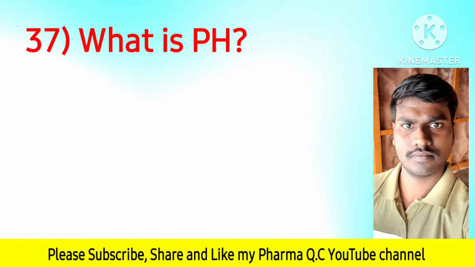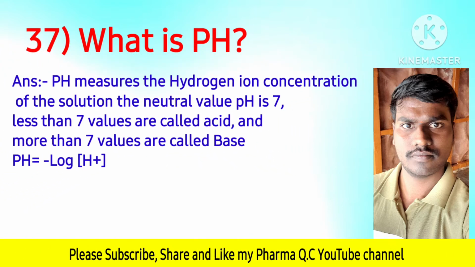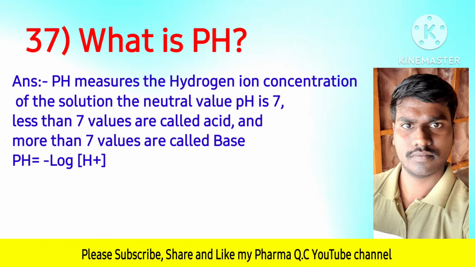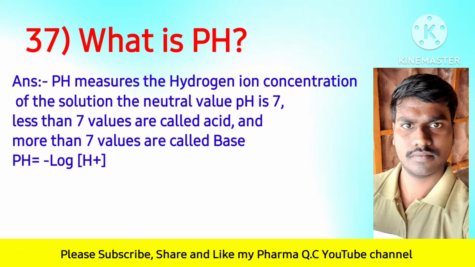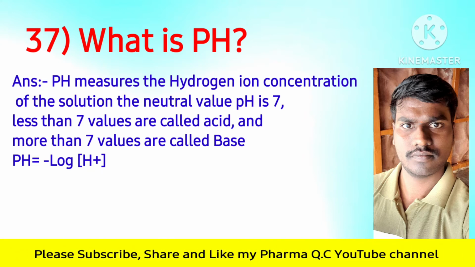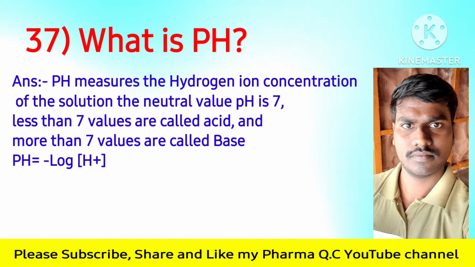What is pH? Answer is pH measures the hydrogen ion concentration of the solution. The neutral value of pH is 7. Less than 7 values are called acid. More than 7 values are called base. pH equals minus log [H+].